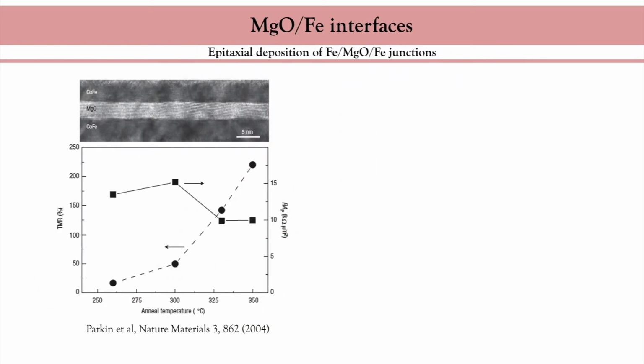Iron-MgO junctions were grown successfully about 15 years ago by Parkin's group in the US and Yuasa's group in Japan. They immediately obtained very large TMR, around 200%, much larger than the one obtained with aluminum oxide. You can notice that the MgO barrier is crystalline, contrary to aluminum oxide that is amorphous. The crystallinity of the MgO barrier ensures very high quality growth that can lead to coherent tunneling behavior.